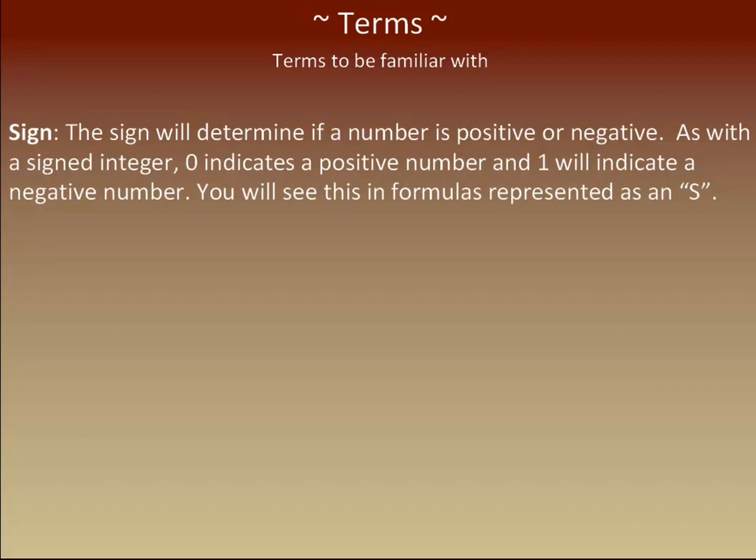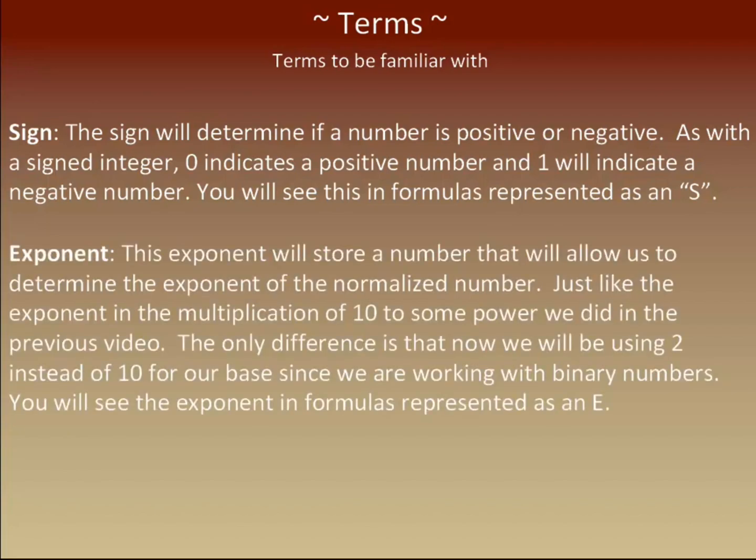The next term is exponent. This exponent will store a number that will allow us to determine the exponent of the normalized number, just like the exponent in the multiplication of 10 to some power we did in the previous video. The only difference is that now we will be using 2 instead of 10 for our base, since we'll be working with binary numbers.